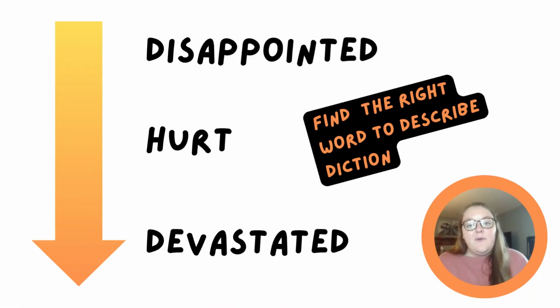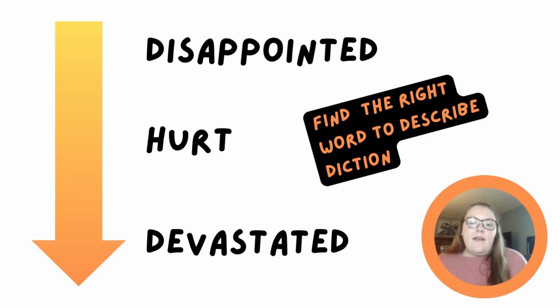Now, the challenge when identifying diction or tone is that you need to be able to describe it very specifically. It's overly simplistic to say that the writer has a mad tone. Instead, you want to find the exact right word to describe the diction that they've used in their passage. On the screen, I've created a chart to illustrate this. At the top, I have the word disappointed.